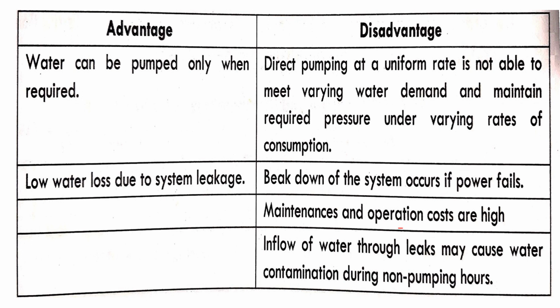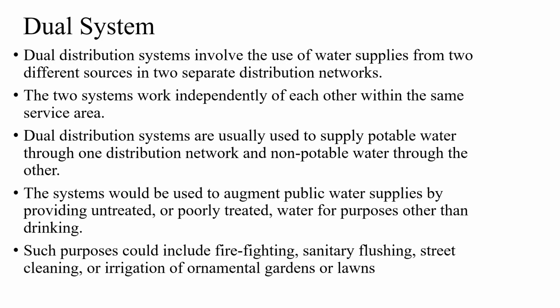Maintenance and operations are obviously high because it requires very technical maintenance, right? Similarly, inflow of water through leaks may cause water contamination during non-pumping hours, right? The water which is sent for flow may be returned back when there is no pumping, which may affect the system. Dual system. Dual system is also called combined gravity and pumping system, right?